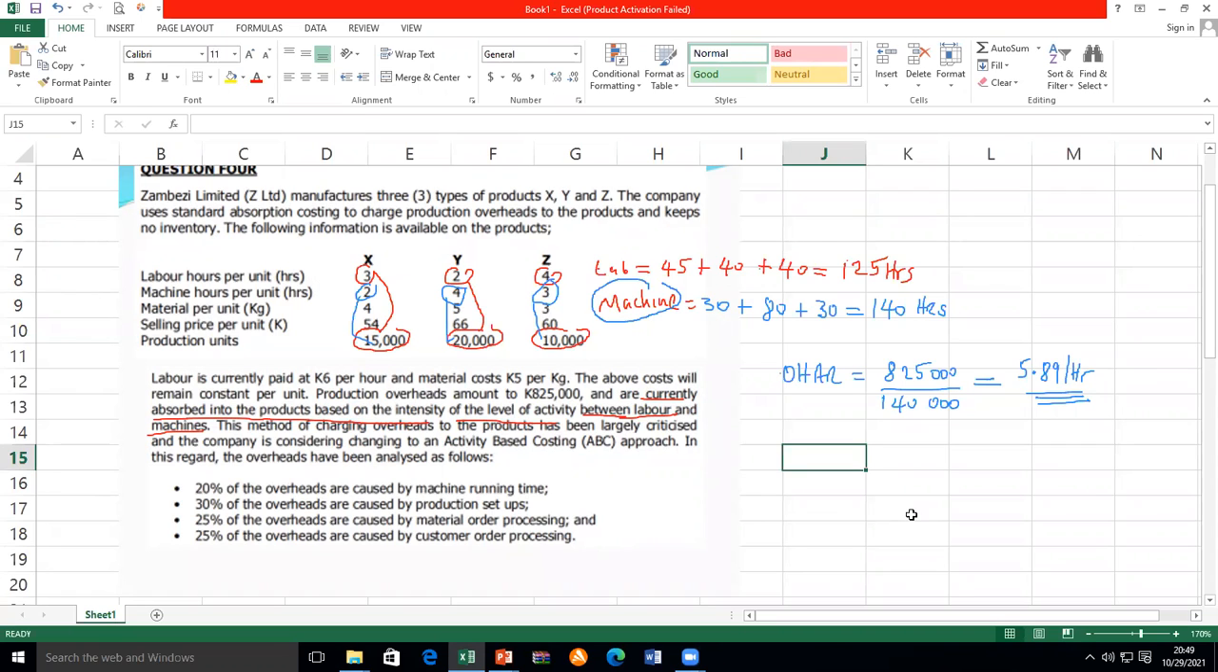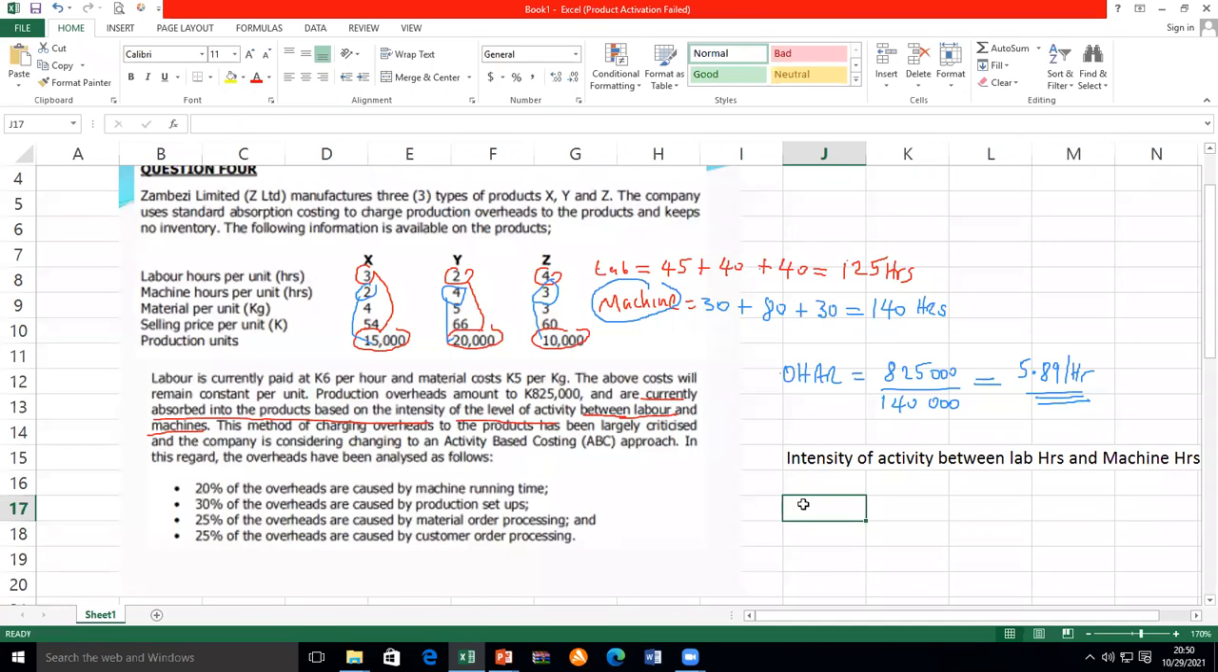Yeah. So let's go. We go intensity of activity between labor hours and machine hours.